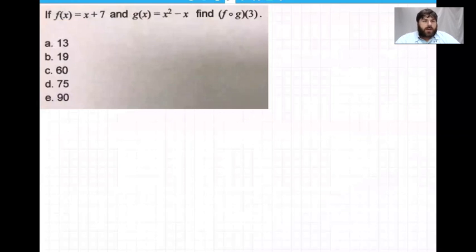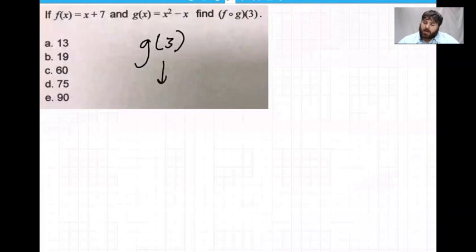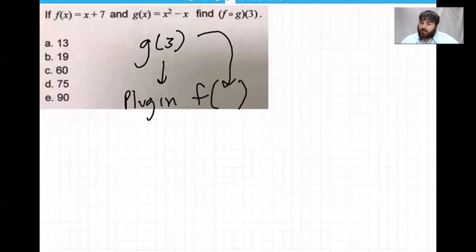All right, if f of x equals x plus 7 and g of x equals x squared minus x, find f of g of 3. All right, so this is a composition of functions. So I have two choices. I can find g of 3 first, and then plug that number into f. So in other words, whatever number I get, remember g of 3 is a y value, so I'm going to get back a number. I can plug that into here. Okay, this is probably the easiest way as well.